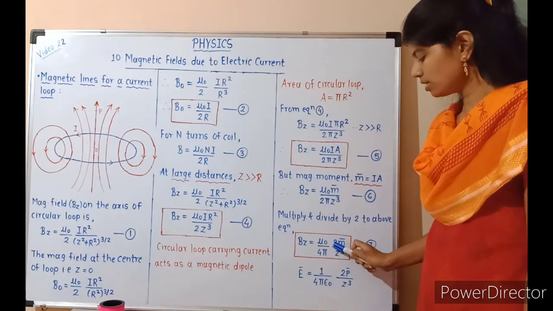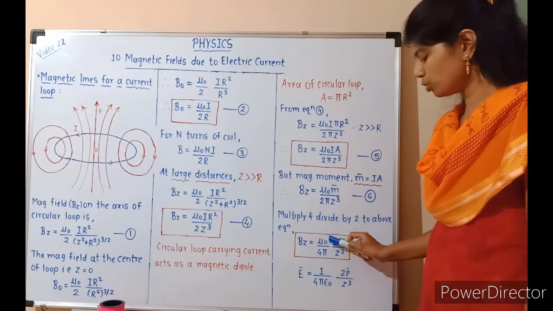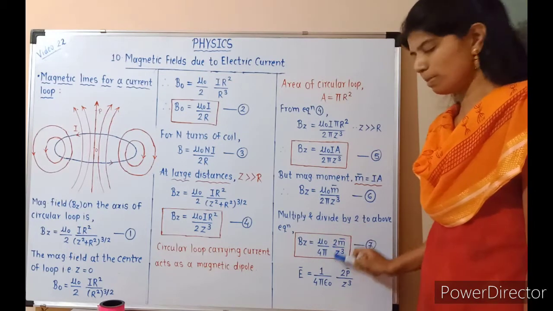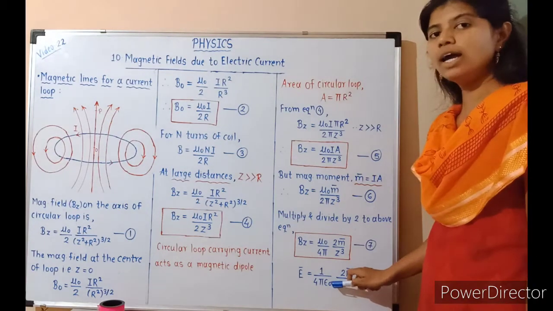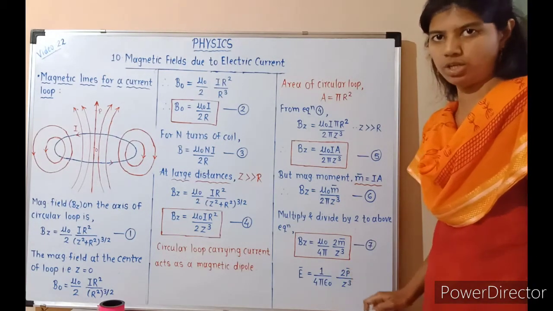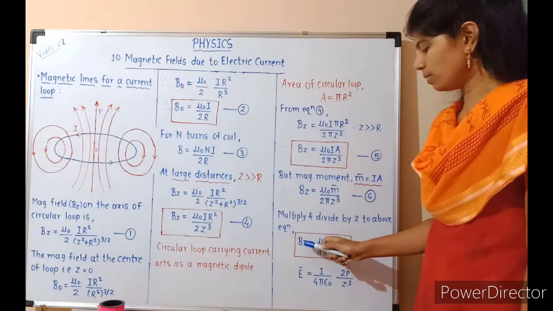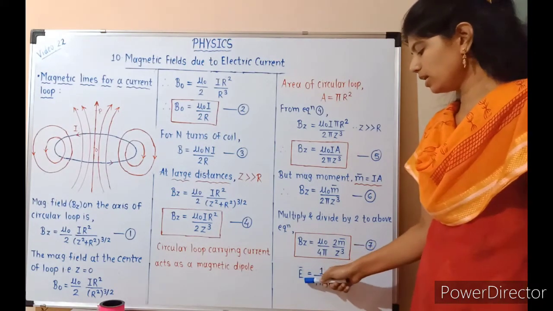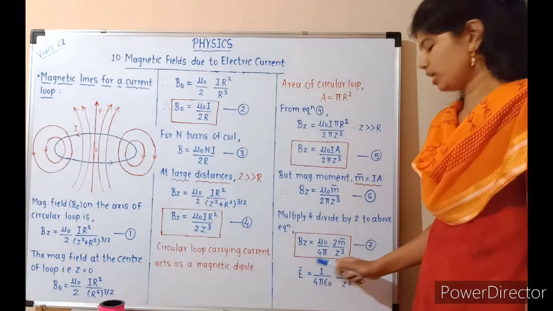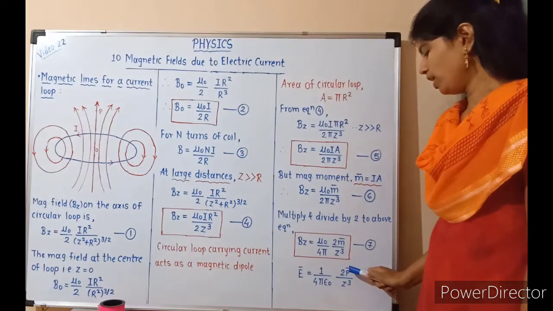Here mu 0 upon 4 pi is the permeability constant, and 1 upon 4 pi epsilon naught is the electrostatic force constant. So this is the magnetic field Bz due to magnetic dipole moment m bar, and this is the electric field at an axial point due to electric dipole moment p bar.